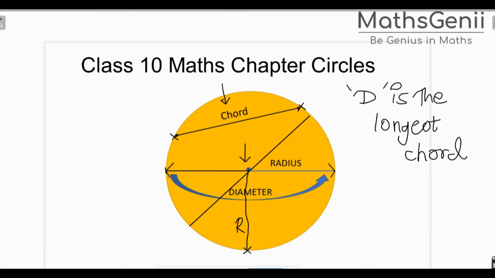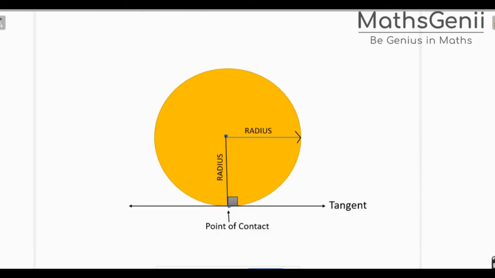Okay, now let's look at the next concept. This concept is used widely in your class 10th chapter. Now let me walk you through the concept. The concept says that the radius is perpendicular. What is the meaning of perpendicular? Making 90 degrees. Radius is perpendicular to the tangent. Now what is a tangent? Good question. Tangent is any line which is outside the circle and touches one of the points of the circle.